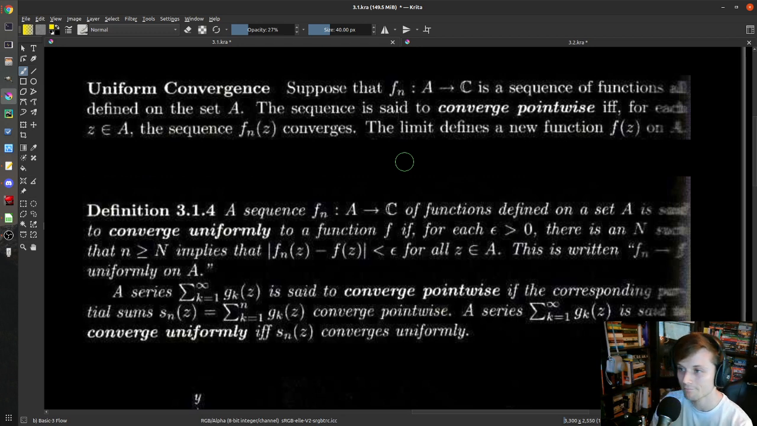All right, cool. So, my apologies, the scan here is not particularly great.